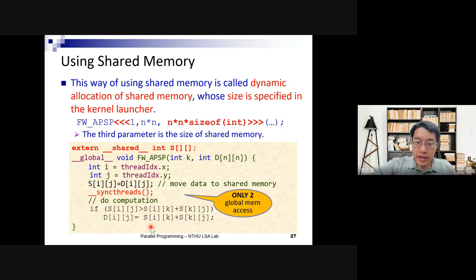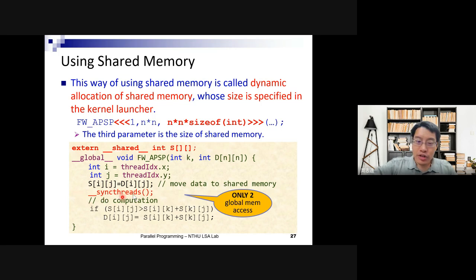Of course, in this case, we assume your shared memory is large enough, so we can move the whole matrix D to the shared memory S. And to move that, actually, you can do it in parallel, right? Because remember, all the threads in the thread block share the same shared memory.